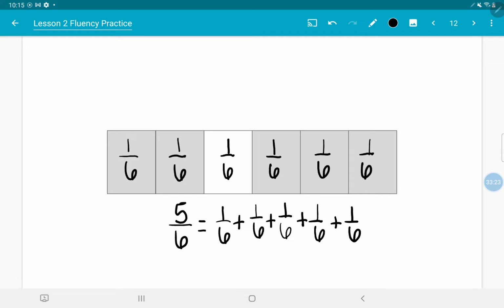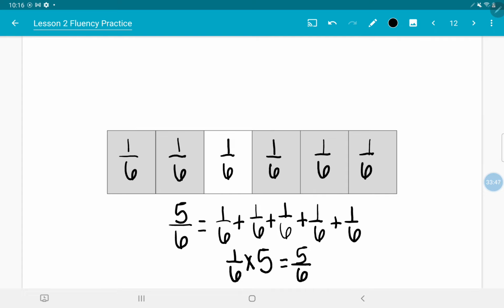How would I write that as a multiplication equation? The unit fraction is still what? 1/6. And how many times do I have 1/6 shaded? 5. 1/6 times 5.